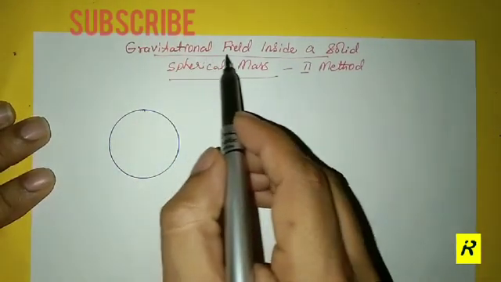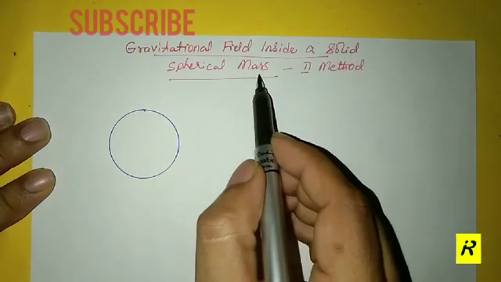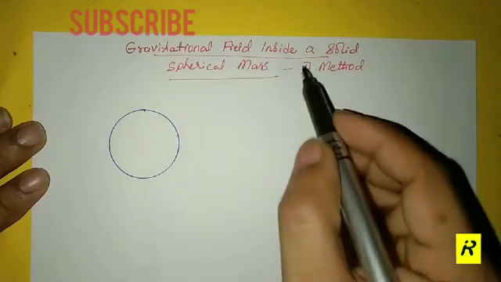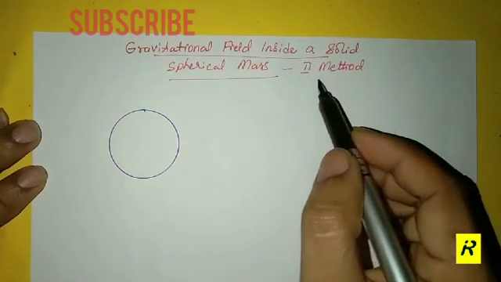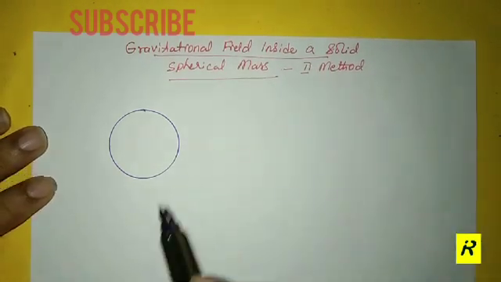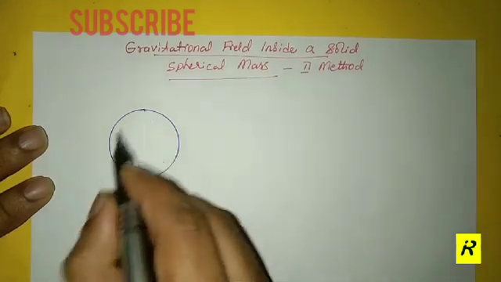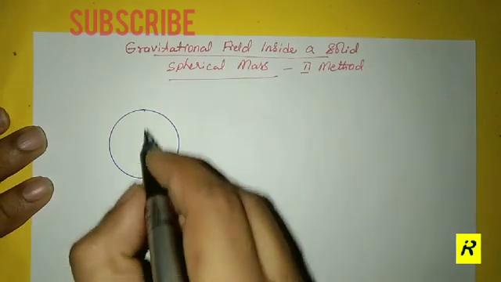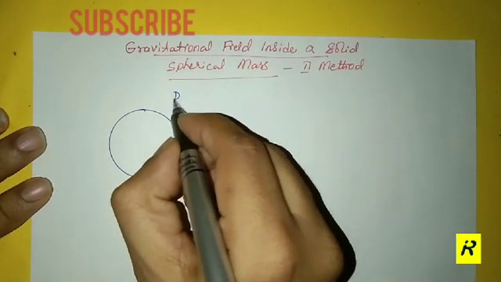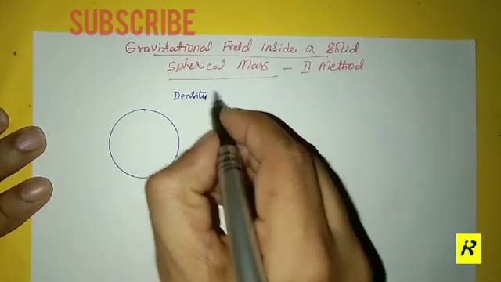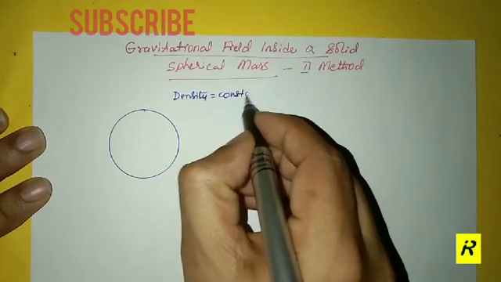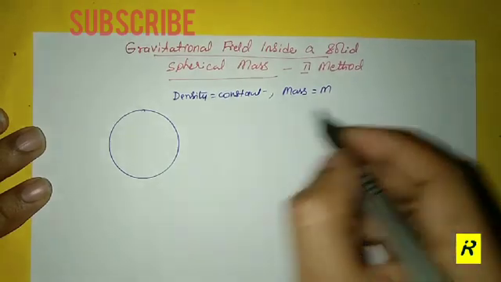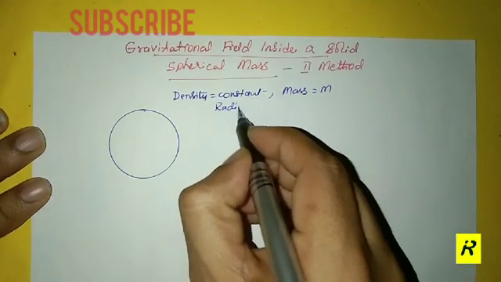Here we are having gravitational field inside a solid spherical mass, which is a second method. You can go for the first method in the previous video series. See, this is the spherical mass what we are having, and whose density is constant. Density is constant, and mass is M capital, and radius is R.